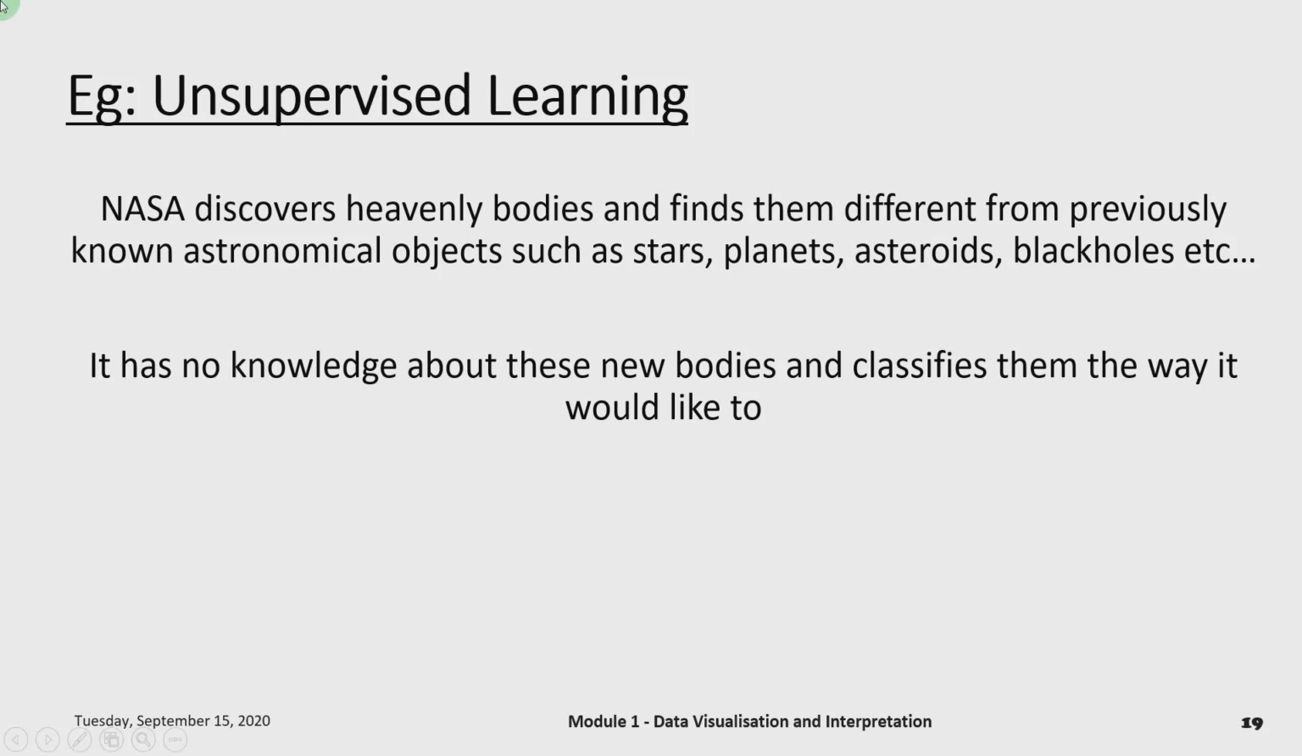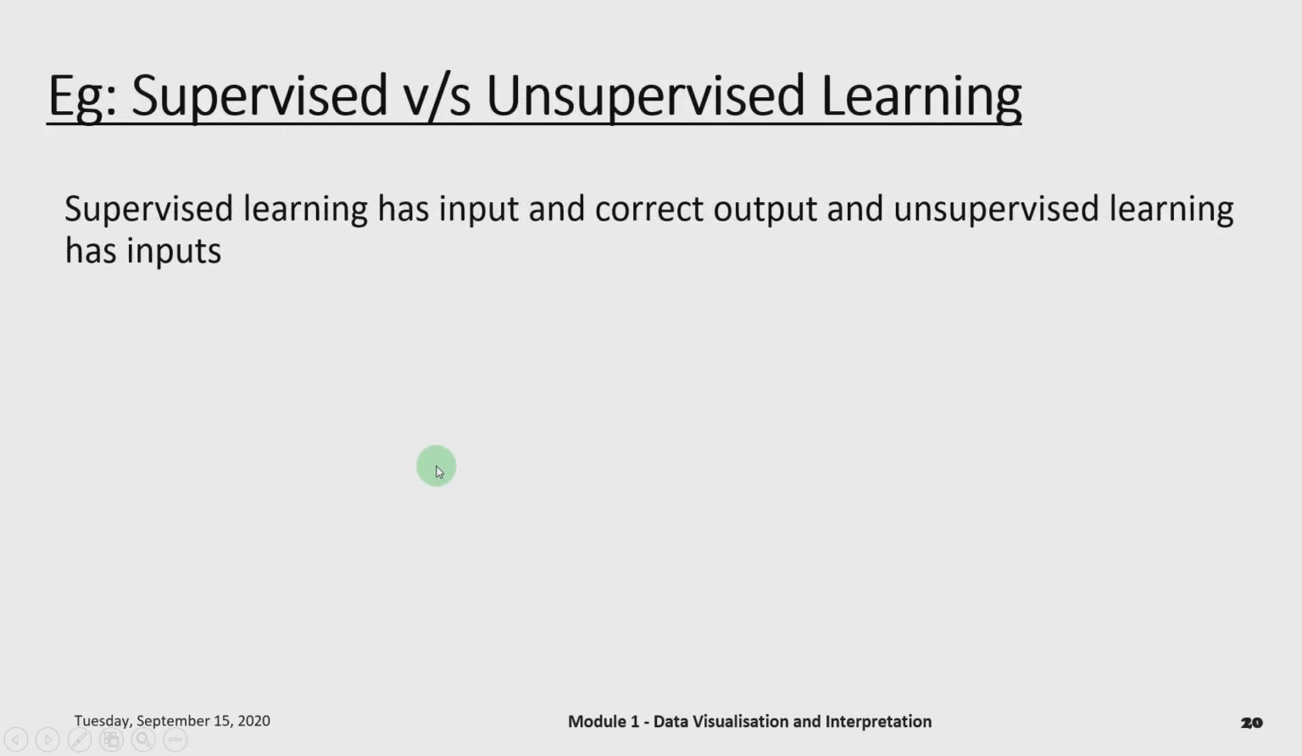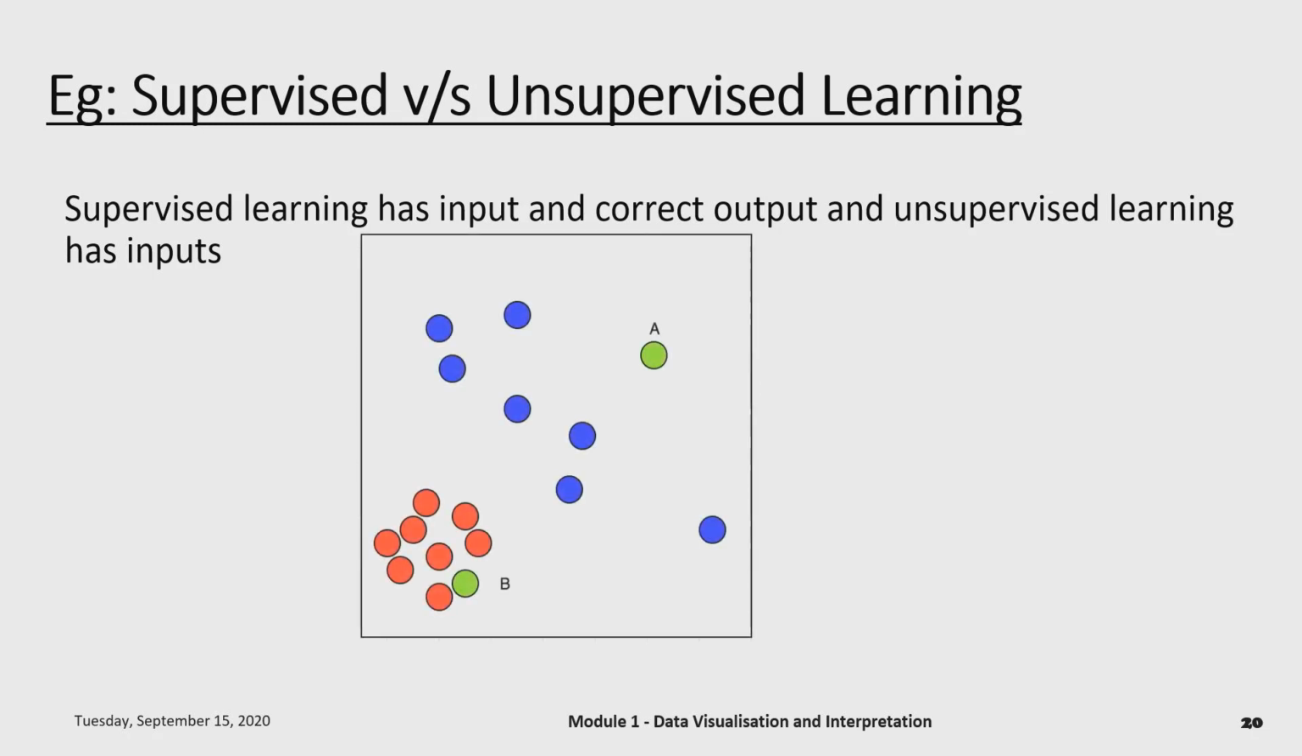So one more example we saw, that NASA discovers some heavenly bodies and finds them different from previously known objects, right, such as stars, planets, asteroids, etc. So when they find a new heavenly body, the prior knowledge is zero. So they need to make some categories. They need to make some analysis over those newly discovered bodies. So you need to classify them. Supervised learning has input and correct output, whereas unsupervised learning has only inputs.